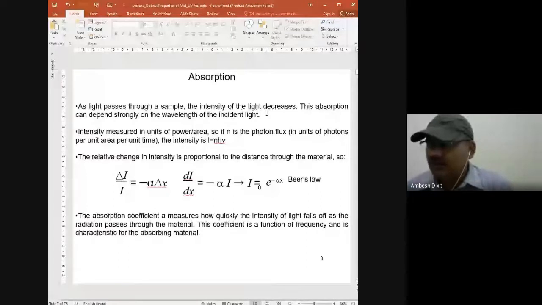Certain intensities may be reduced. The intensity is measured in units of power per area. Like I already said, it is the number of photons per unit area per unit time. That we call intensity.